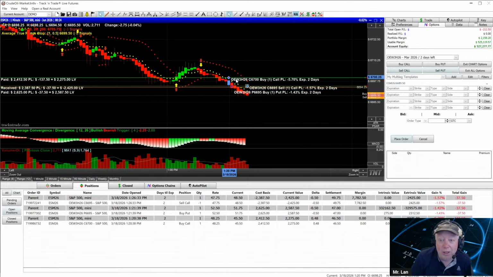We bought a call here. We sold a call here. So now if the market keeps falling, this call will lose money, this call will make money, and the put will make money. So we're double short. There's the short one right there. We paid a $37 spread. Ugh.